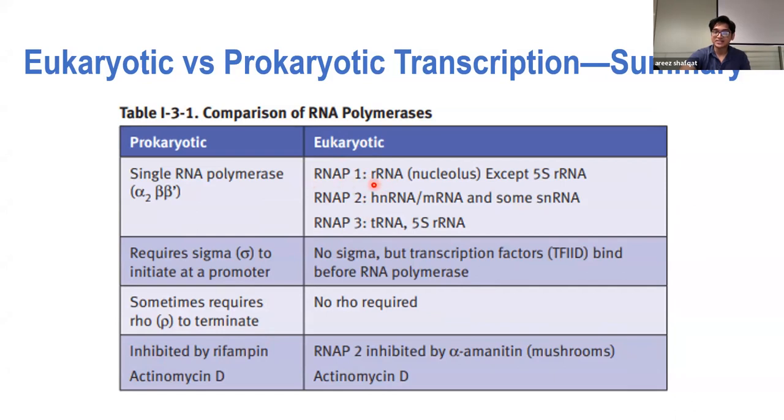Eukaryotes, we have three RNA polymerases. RNA polymerase 1 synthesizes rRNA, ribosomal RNA, except the 5S. RNA polymerase 2 synthesizes mRNA. RNA polymerase 3 synthesizes tRNA, plus the 5S ribosomal RNA. This, I would say, is minor. Just remember the main ones, okay? We don't require sigma factor to initiate transcription; we require transcription factors. We don't require rho factor for termination. And our RNA polymerase 2 is inhibited by alpha-amanitin, all right?